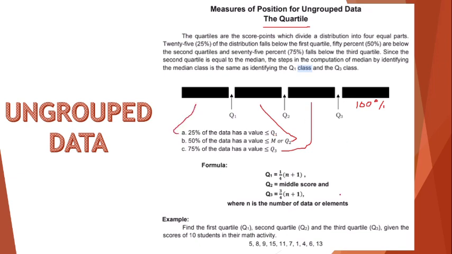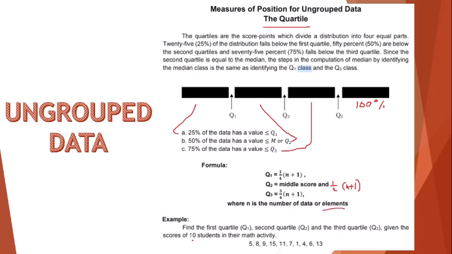Okay, so for the formula, to find quartile 1, you just add 1 to the number of data and multiply it by 1/4. Ito naman, 1/2 times n plus 1. So we add 1 to the number of data or elements.